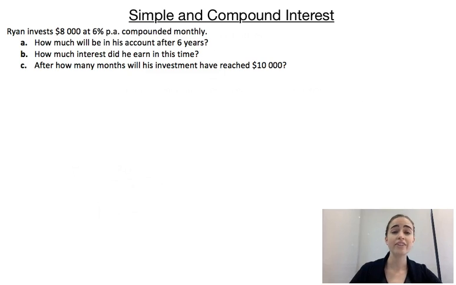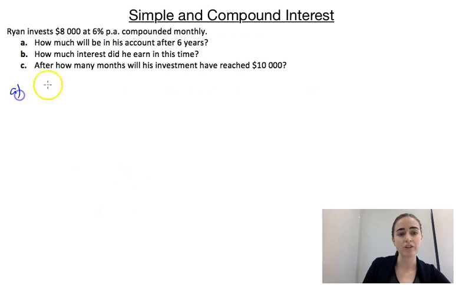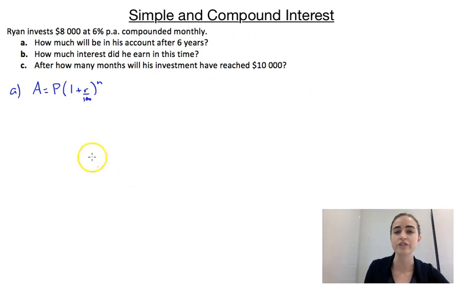So our question says, Ryan invests $8,000 at 6% per annum compounded monthly. Part A asks us how much will be in his account after 6 years. So for part A, we're going to use our formula, which was A equals P times (1 plus r) to the n. Now I've simplified that, but we could have it as r over 100 if we wanted to.